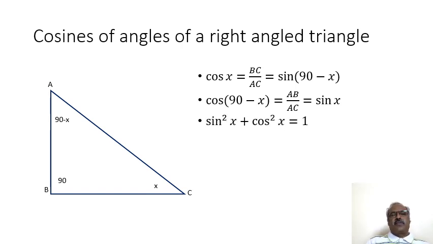Notice also that since AB square plus BC square equals AC square by the Pythagoras theorem, if you divide this by AC square, you will get sine square x plus cos square x is equal to 1, which is also the same as sine square of 90 minus x plus cos square of 90 minus x, that these two add to 1. One of the consequences of this is cos of 90 is defined to be 0, because sine of 90 is 1, so cos of 90 equals 0.